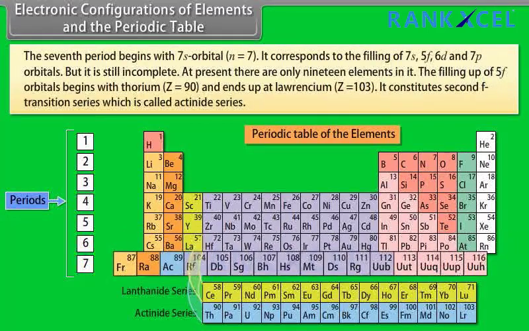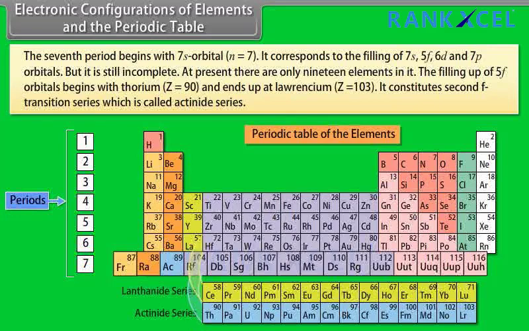The seventh period begins with 7s orbital, that is, n equals 7. It corresponds to the filling of 7s, 5f, 6d and 7p orbitals, but it is still incomplete. At present, there are only 19 elements in it.